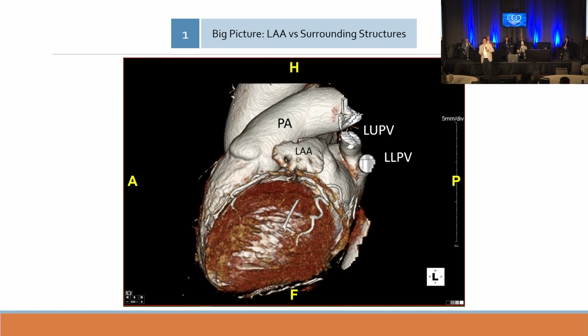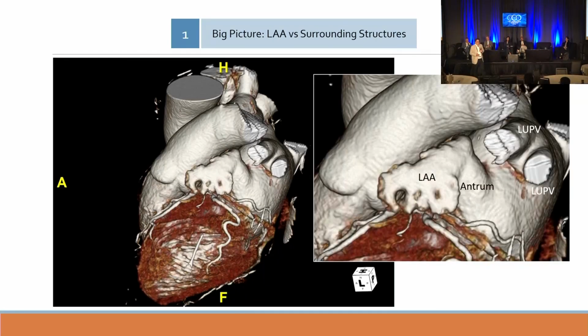So let's look at this big picture. You can really see all this is an AP view. You can see exactly what the relationship of the left atrial appendage is to the pulmonary veins, the pulmonary artery, the left circumflex artery, and all other relevant structures. And then we can zoom in, and it clearly shows that it's multiple pectinate muscles.